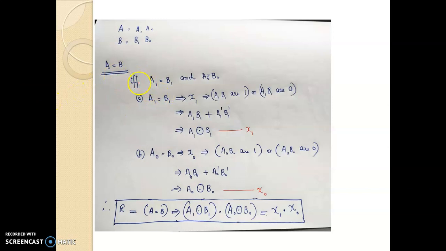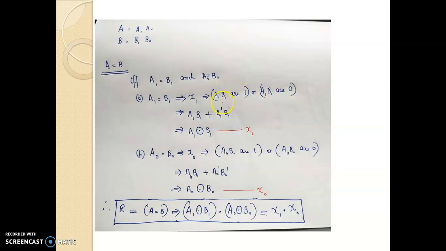if and only if A1 is equal to B1 and A0 is equal to B0. Now, when can you say that this A1 is equal to B1? We can call this A1 is equal to B1 as X1. That is possible when A1 and B1 are 1 or A1 and B1 are 0.